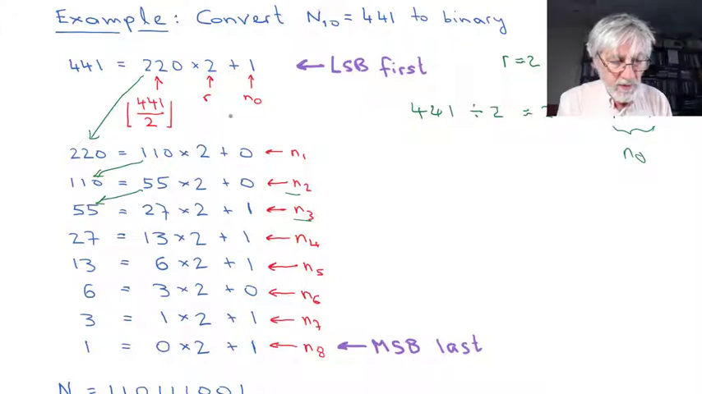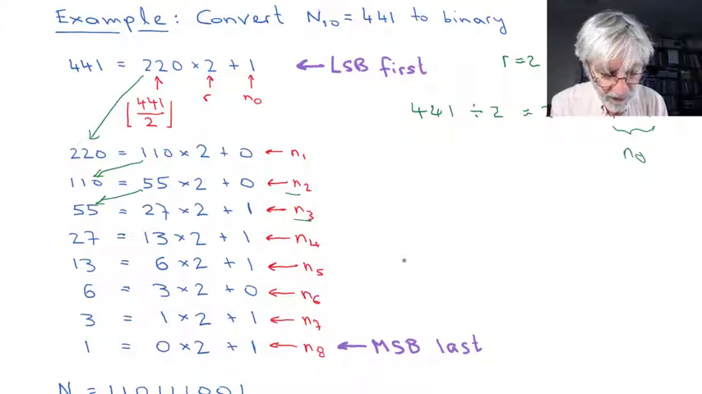Now the thing to remember when we do those conversions is that the LSB is actually computed first. So the first remainder that we get is n0, and the last one is the most significant bit. And so we can now just read off from the bottom to the top, and we get 1, 1, 0, and then 1, 1, 1, and 0, 0, 1.